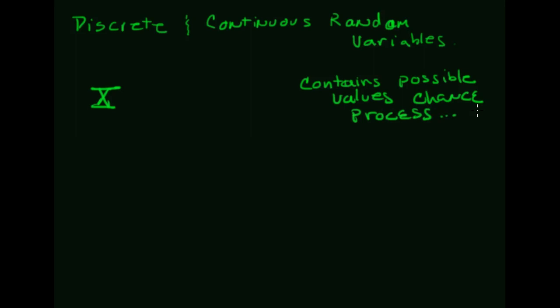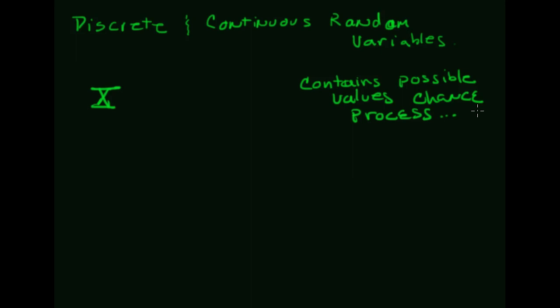Okay, so if the chance process has a numerical output, like rolling a die or spinning a spinner, or how many times the baseball player gets a hit during a baseball game or something like that. So some sort of chance process. The X is the values that could come out of that.